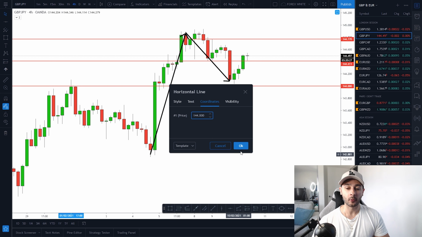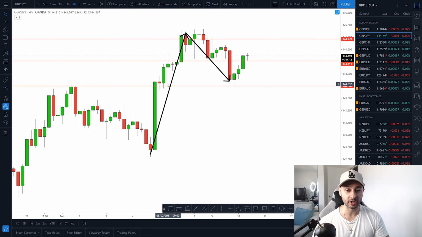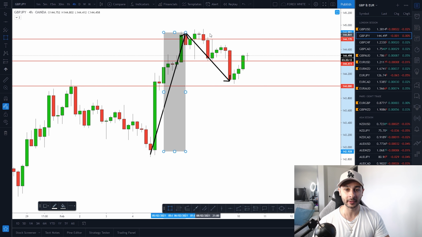That 144 even handle number. To me, buyers are still in control. If you want to know who is in control, buyers are, because look at how much coverage they have gained. They've pushed price from all the way up here, and sellers have only moved price from here to here.